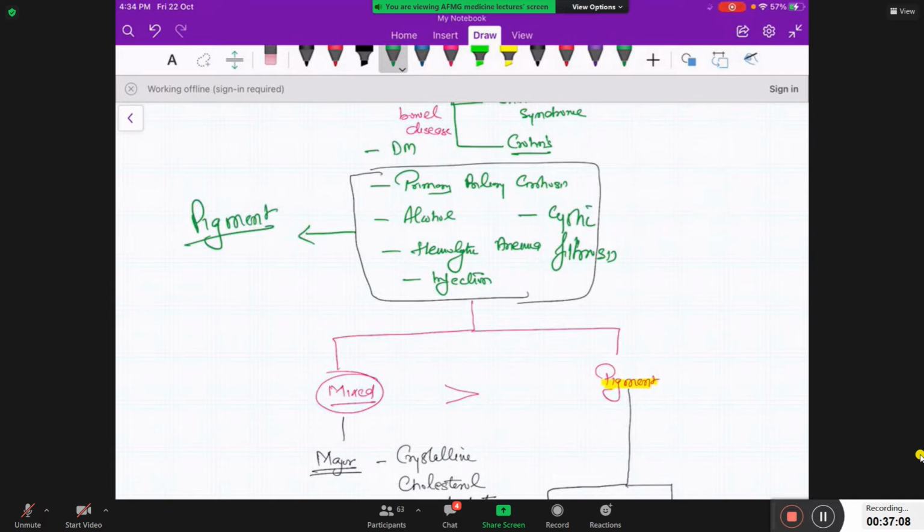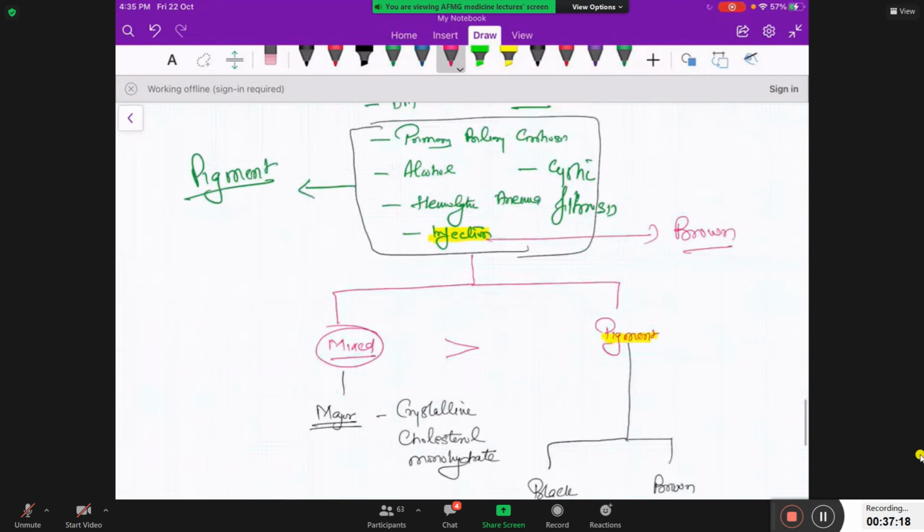And out of all these conditions, infection is the condition which leads to brown stone formation. Rest all lead to black pigment stones.